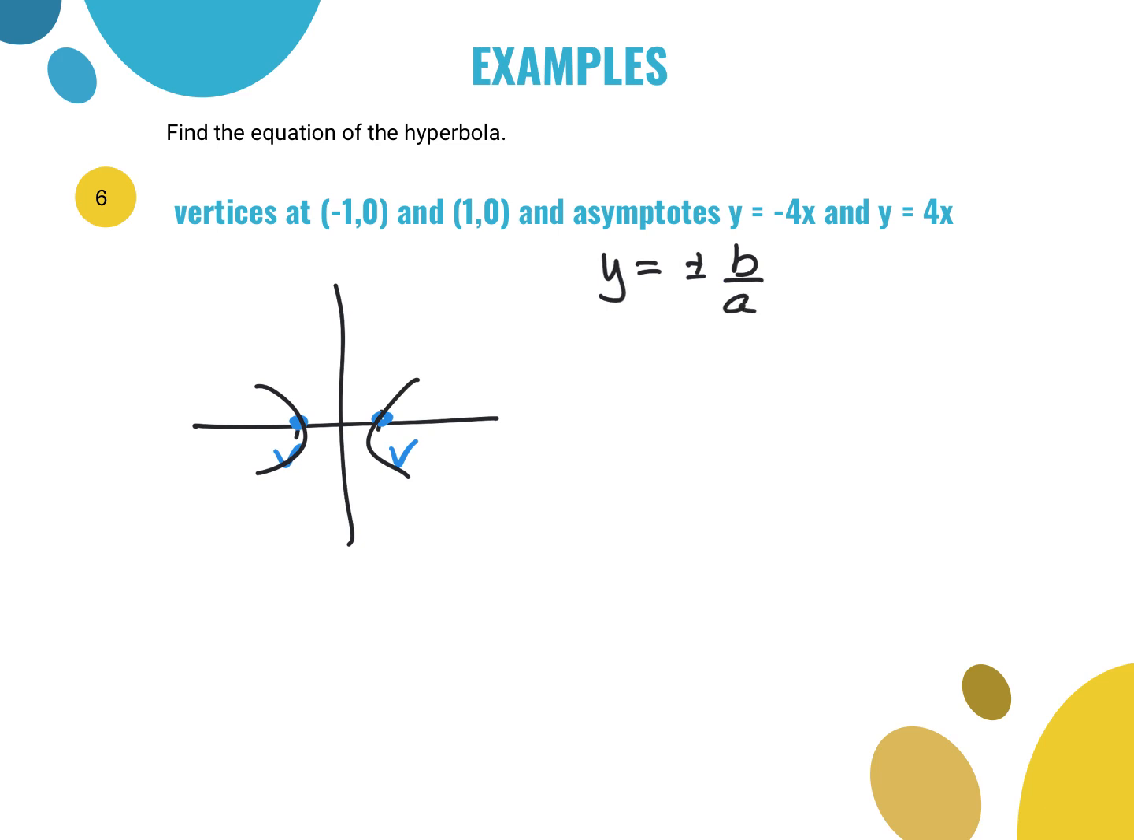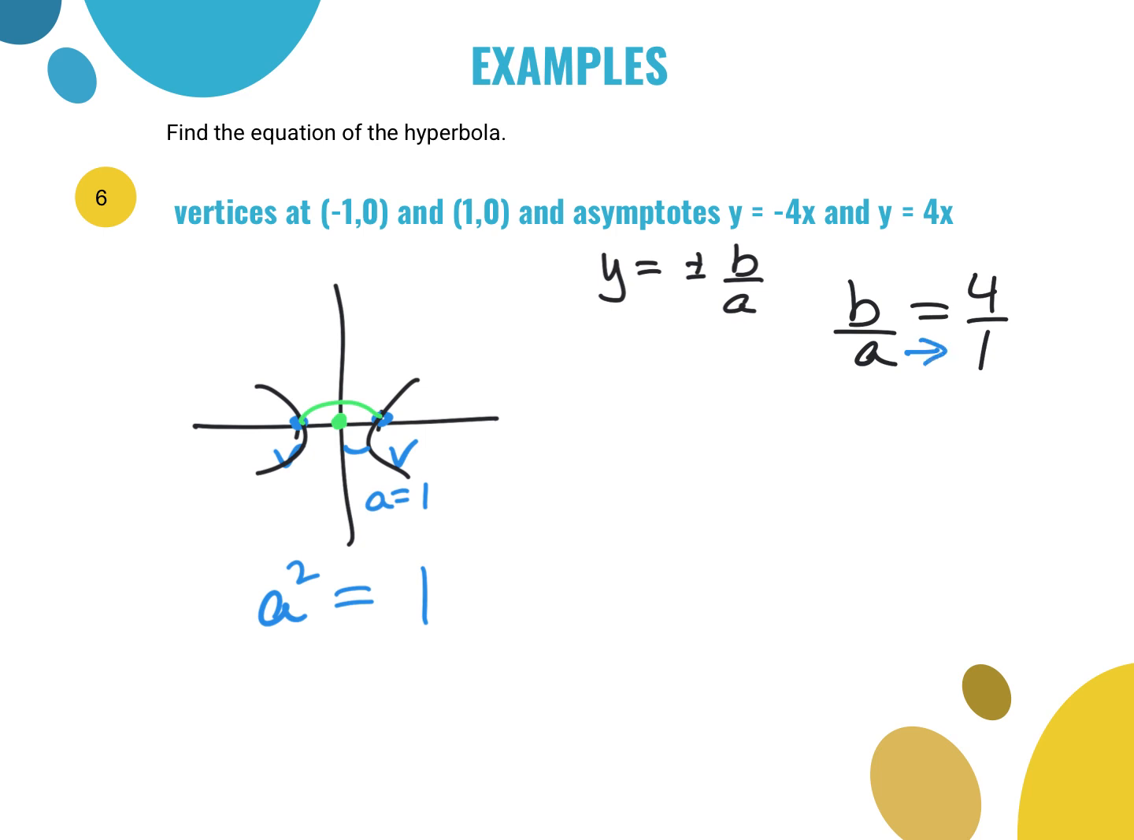So what I'm going to do is set up a proportion. And I can show that b over a is equal to 4 over 1. And this is plus or minus here. Now, since I already knew that the midpoint of these two vertices, the center point, is 0, 0, and I can see that my a value is going to equal 1, so a squared is equal to 1 as well. So notice this was set up appropriately.